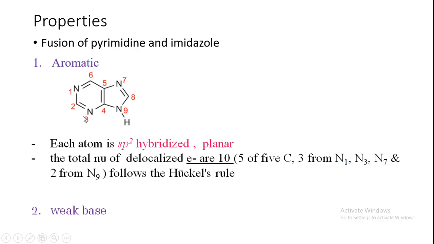It's aromatic, so each atom is sp2 hybridized and planar. Total number of delocalized electrons are 10. So it follows the Huckel rule. So 1, 2, 3, 4, 5, 6, 7, 8, and this nitrogen is containing one lone pair of electrons. So total 10 delocalized electrons, and it follows the 4n plus 2 pi Huckel rule. And next, remember it is a weak base.